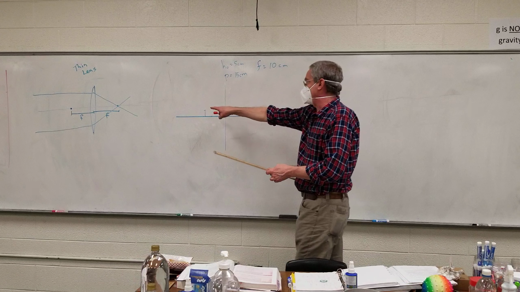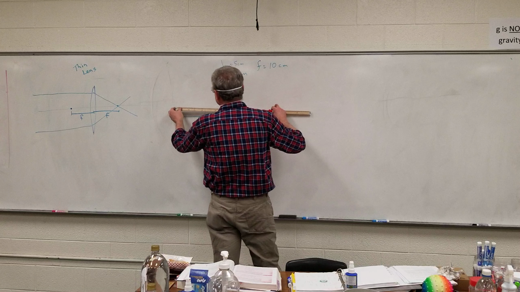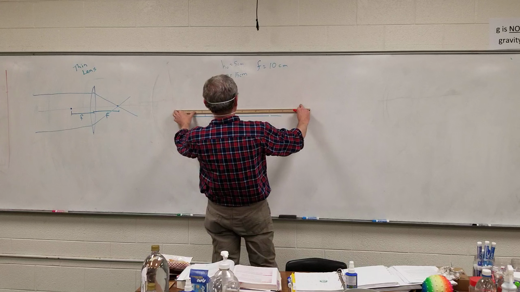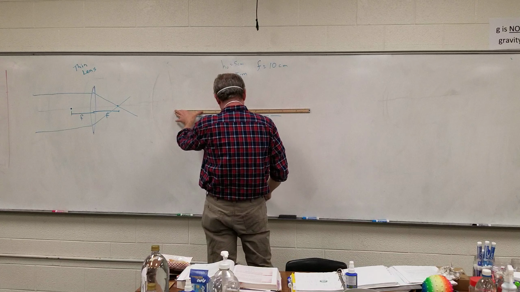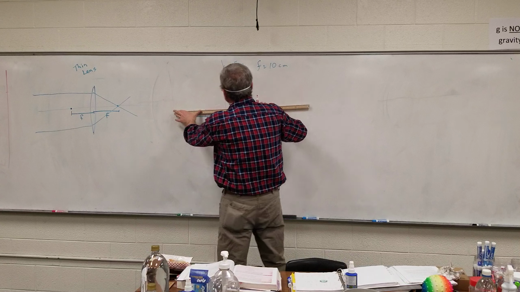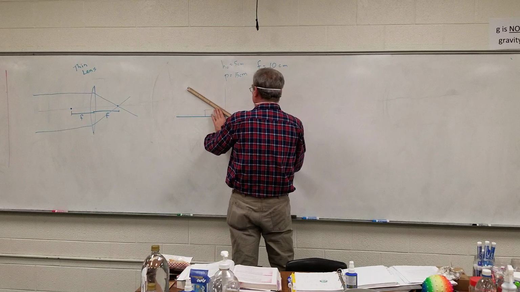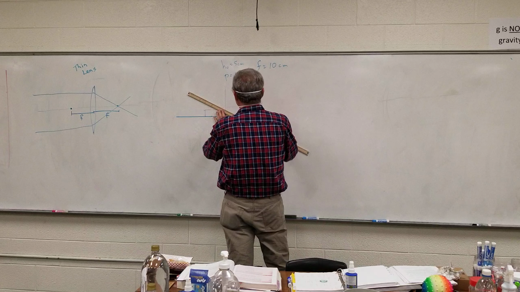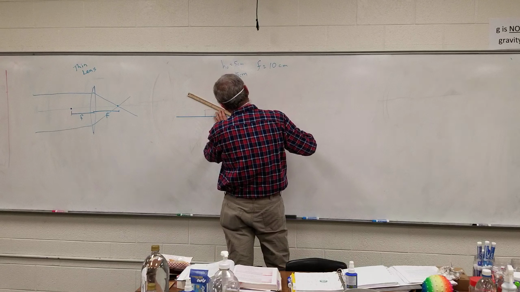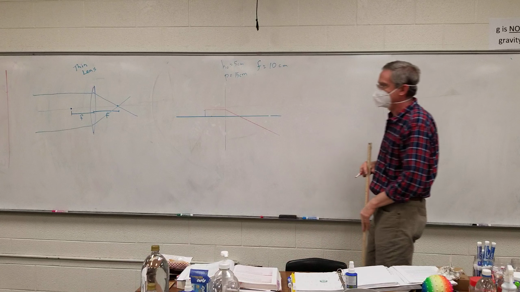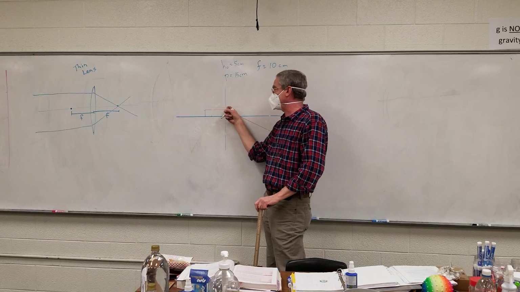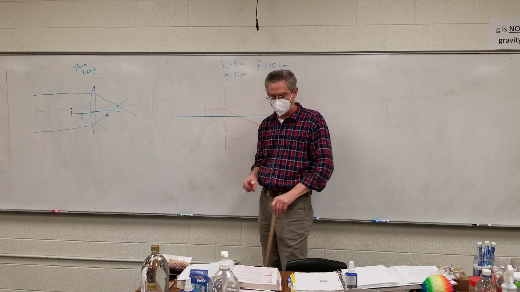Light that's coming in straight towards the central axis of the lens, looking somewhat parallel, is going to hit the lens and get focused towards the focal point. So that's one ray right there. Very similar to the mirror, except for the mirror the light bounces off and then goes through the focal point.